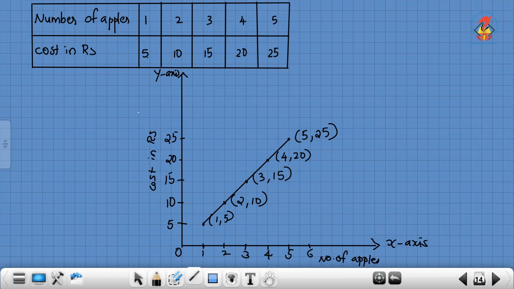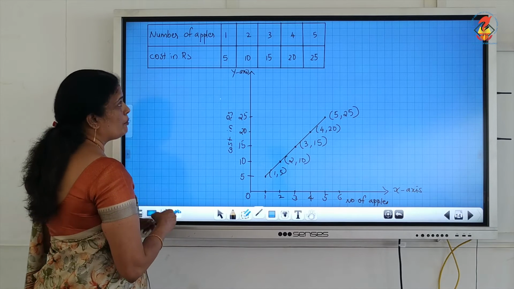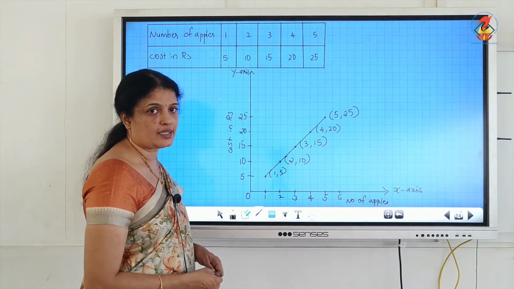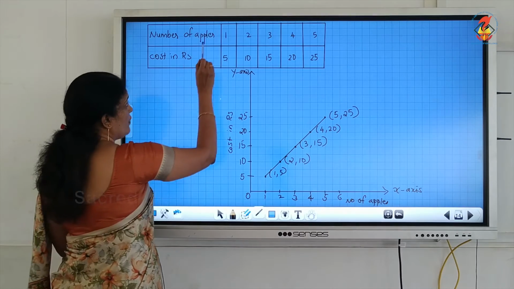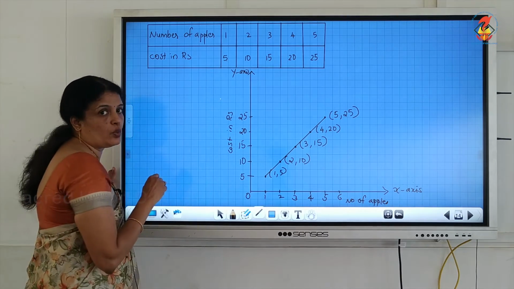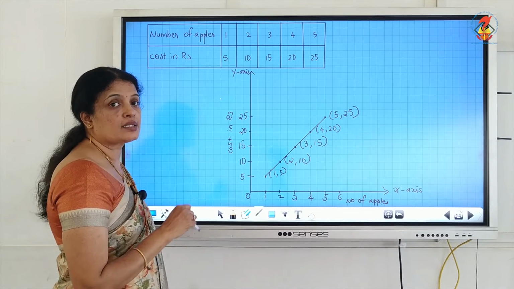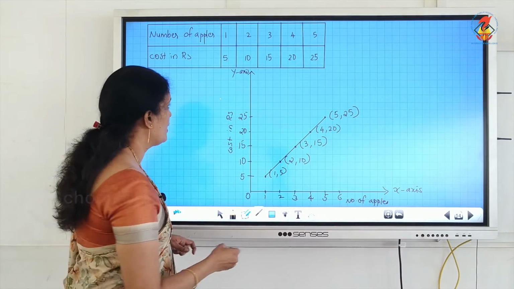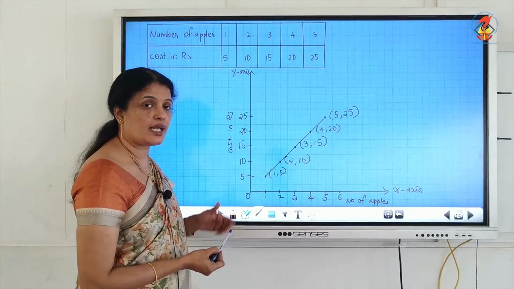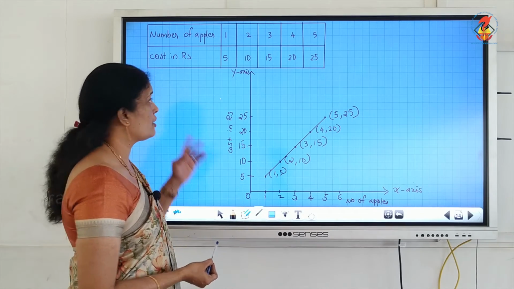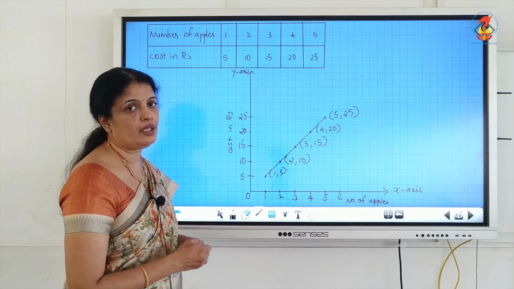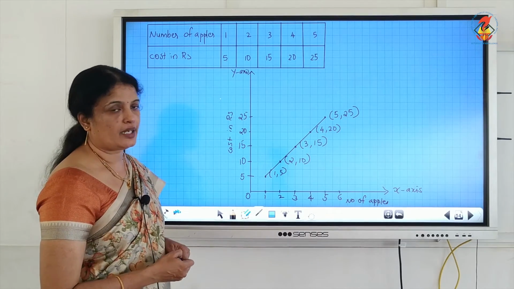This is a straight line. This graph is called a linear graph. Okay. Here, as the number of apples increases, cost also increases. But cost depends on the number of apples. That means cost is called the dependent variable, and number of apples is called the independent variable.